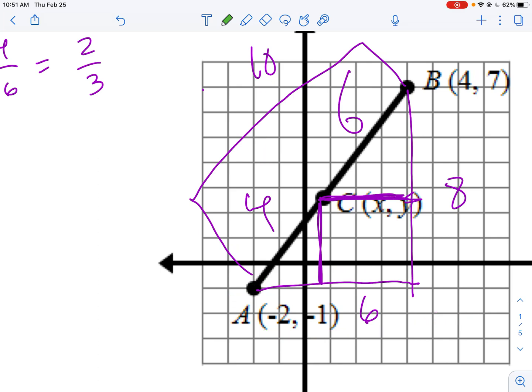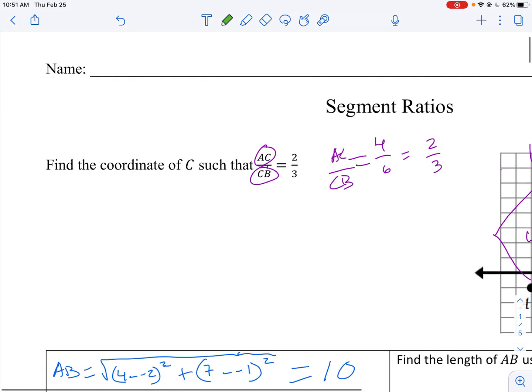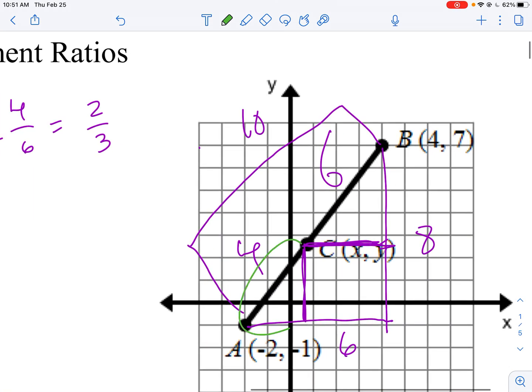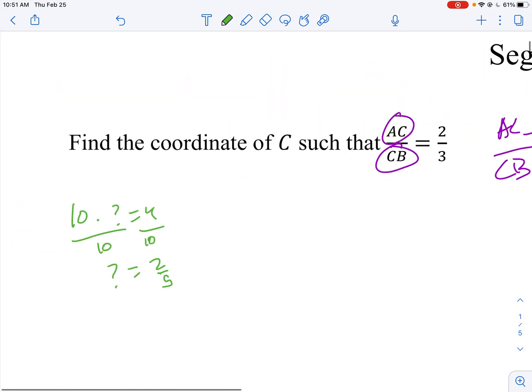Let me do some erasing here. So 10 times something was 4. You just divide by 10, and you figure it out. You multiply by 2/5. So this triangle here is 2/5 the size of the big one, which means I can take this distance times 2/5 and get this distance here. So let's go ahead and get that. 6 times 2/5 is going to equal that distance there, which comes out to be 12/5.